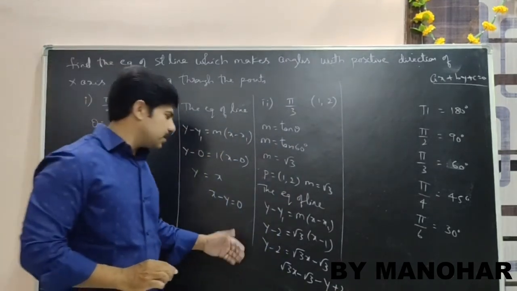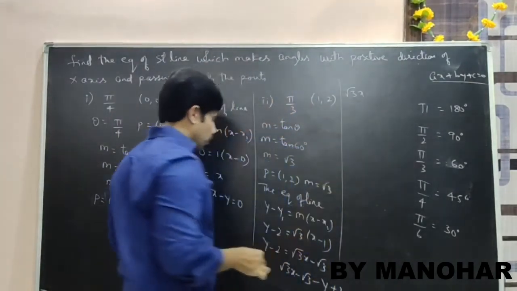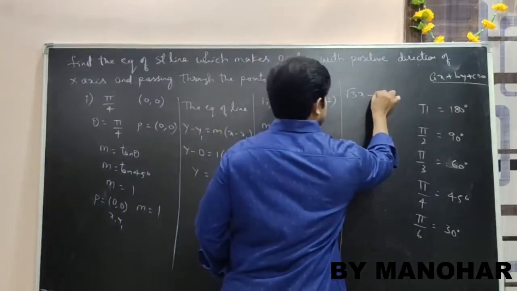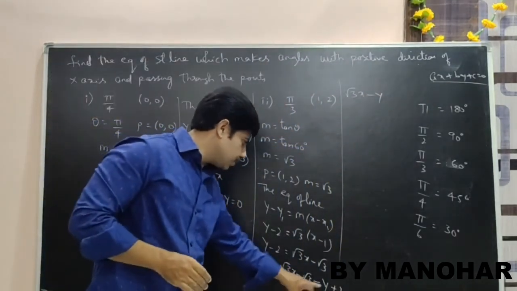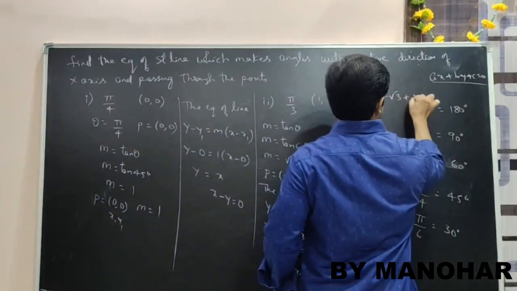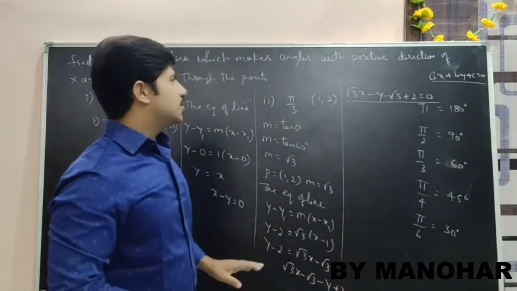Now finally what is the next line we'll get? It is root 3x. Then you write the y term, minus y. Then you have to write the constant, that is the term without x and y: minus root 3 plus 2. I'll write root 3x minus y minus root 3 plus 2 is equal to 0 is the required equation of line.